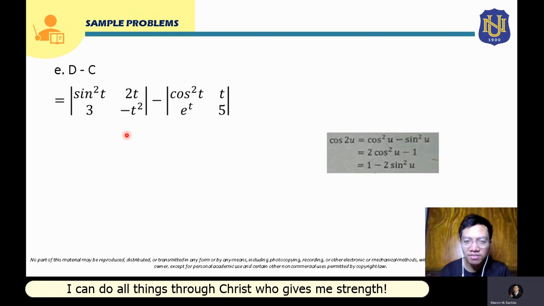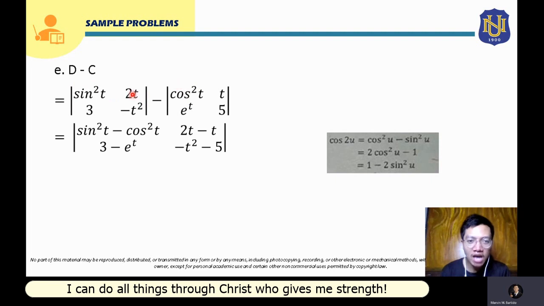To subtract this, this will just be sine squared t minus cosine squared t. And we have here 2t minus t. And then we have here 3 minus e raised to t. And then we have here negative t squared minus 5. So this will be the difference of D and C.